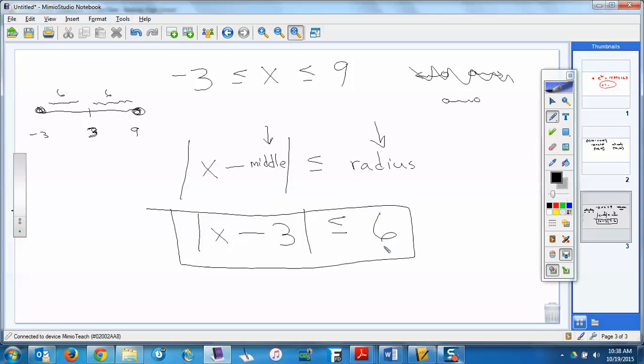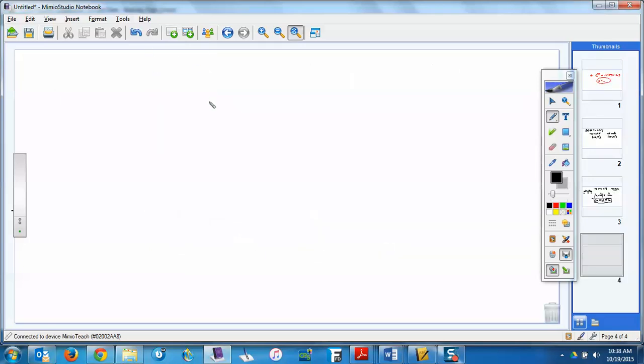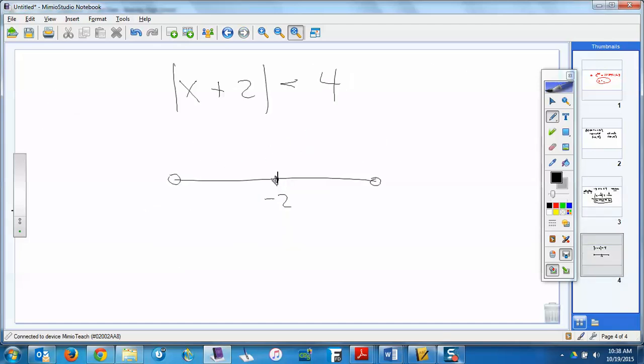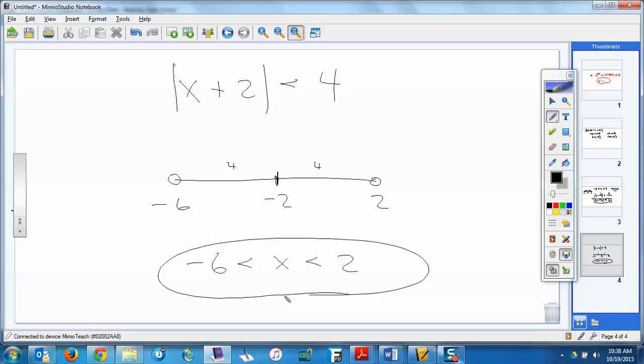So let me just give you one. If I give you the absolute value of x plus 2 less than 4, what am I talking about? Well, the middle is what? 2? I tricked you. Negative 2, because it's supposed to be a minus there. It's x minus the middle. So it's -2, and then how much each way? 4. So what would this be? 2, -6. So this would be the interval from -6 to 2.